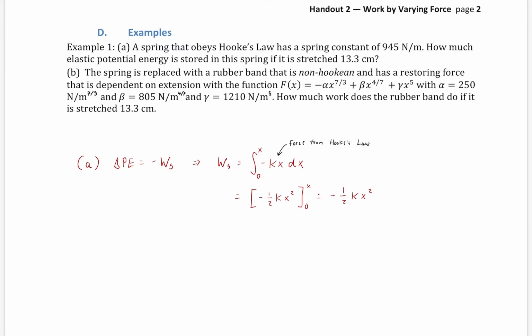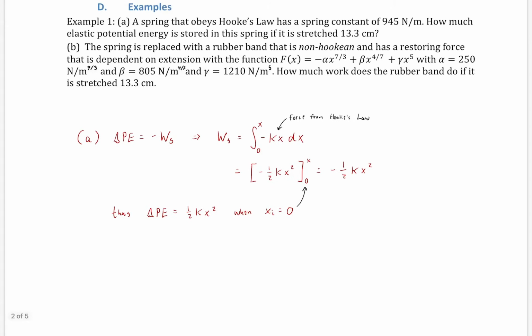Then what we find is our work done by the spring is equal to the negative of the change in potential energy, and there we go. That's our potential energy of a spring that we've seen before, and this is where it comes from. Now we can plug in the numbers as promised. It's just stating what I said.